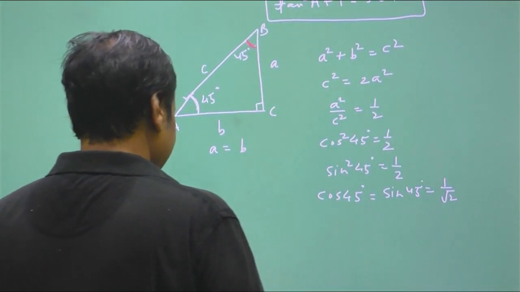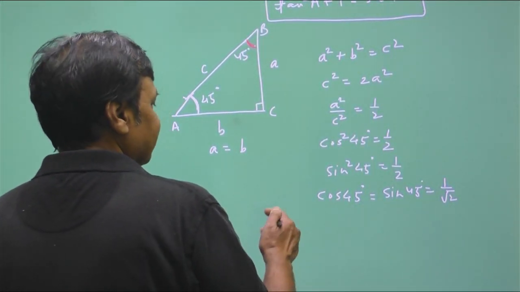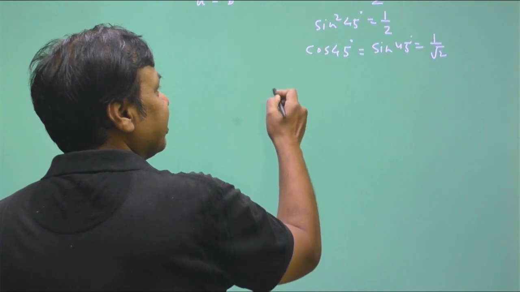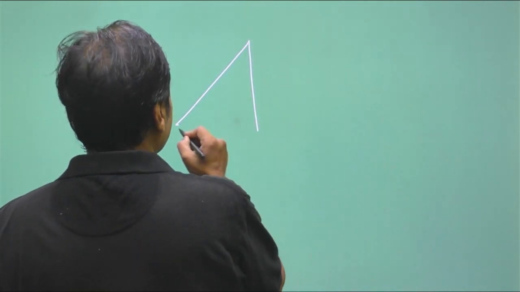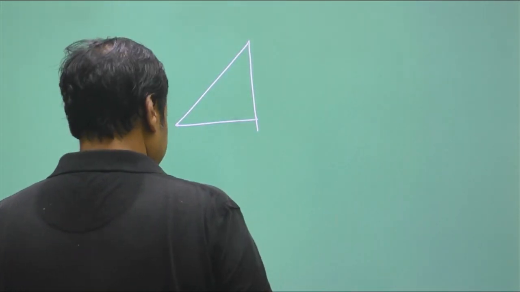Let me do one more thing here. You can get 30 degree and 60 degree as well. So draw a right angle triangle again. Look, this is your right angle triangle.